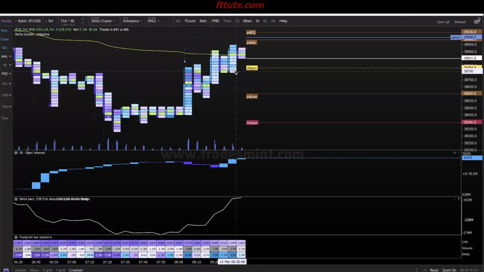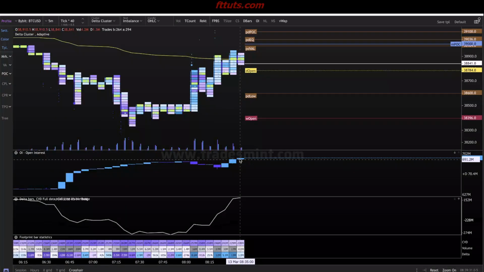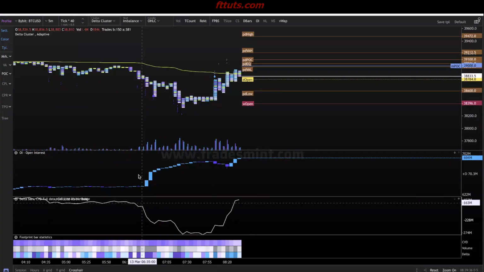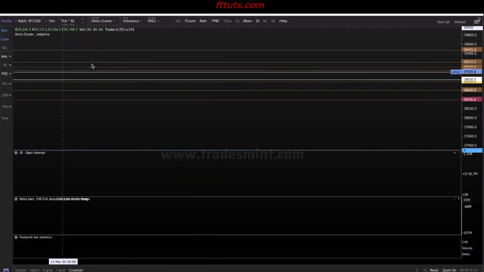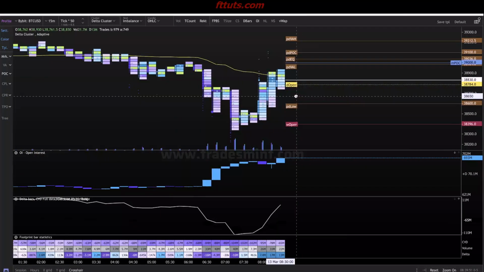So this would be an example of absorption, right? People are longing into resistance, open interest is increasing, positive delta, and CVD is putting in a higher high as price is putting in a lower high right here. And so we would have to wait for confirmation. Confirmation being we want to see these longs up here being trapped, and then we can come down.